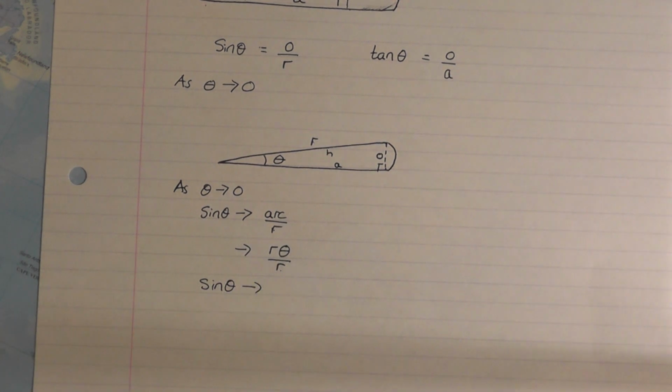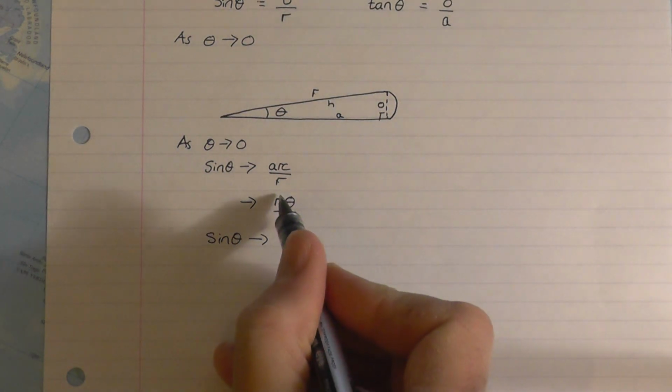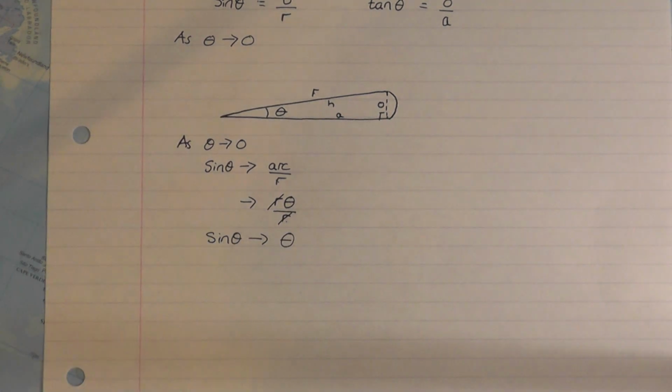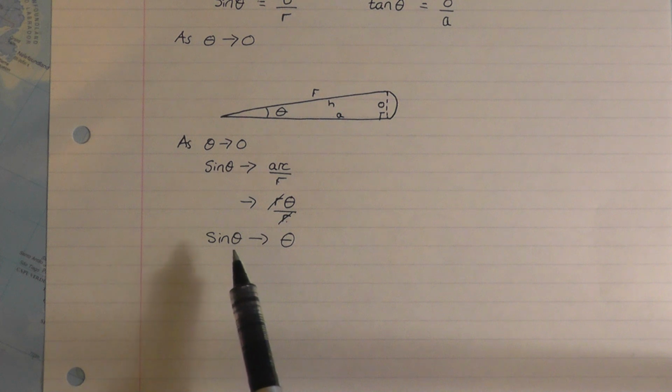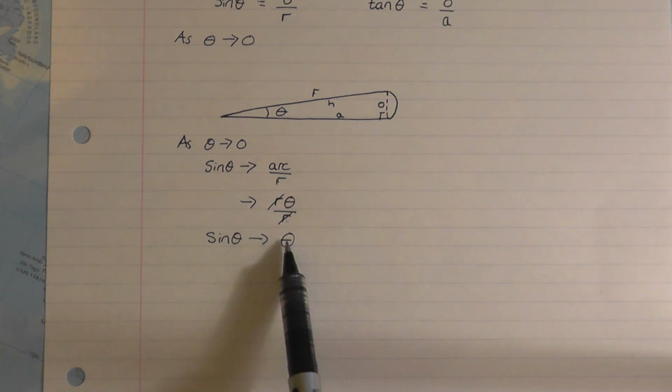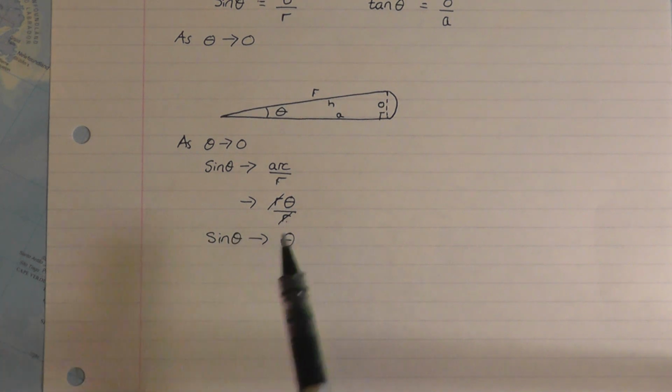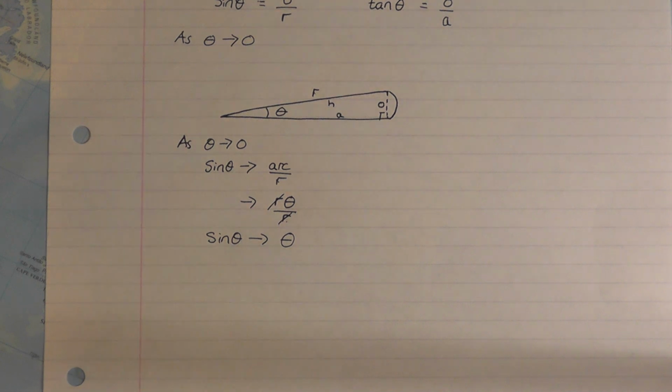Sine theta tends towards, this is a fraction, the radius and the radius will cancel, so sine theta tends towards theta. And that is the result that we saw from the demonstration in the previous video. So for theta in radians, when theta is very small, sine theta tends towards being theta. In other words, these two things are equivalent for small angles theta in radians.